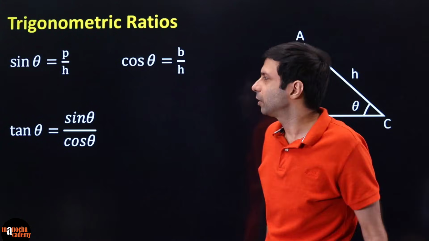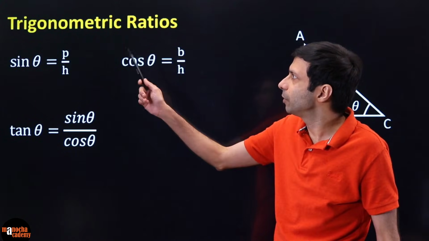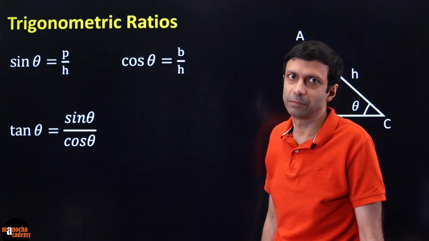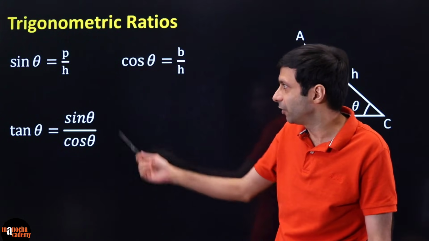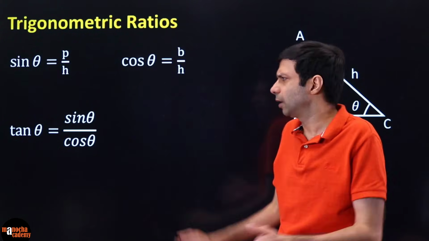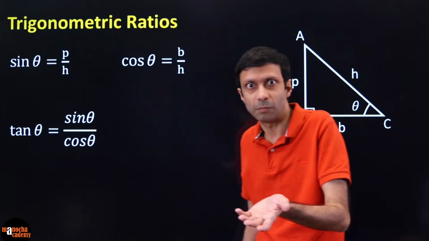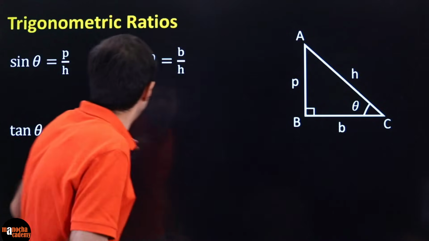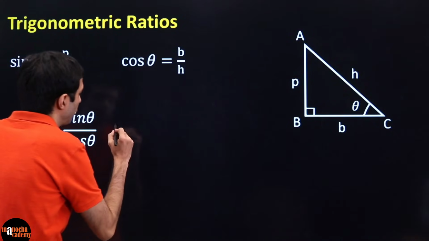Now, one interesting question may come to your mind: is there any relation between this sine theta, cos theta, tan theta? The answer is yes. And the relation is given here. Tan theta is sine theta by cos theta. But you may say that, no, I don't believe this. Let's prove it, right? Is tan theta really sine theta by cos theta? How do you prove in maths?